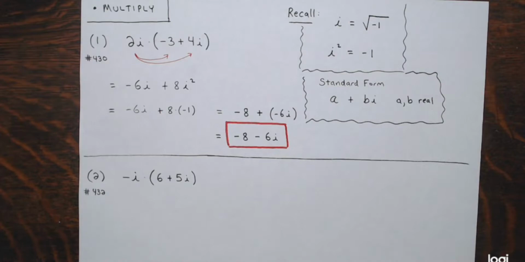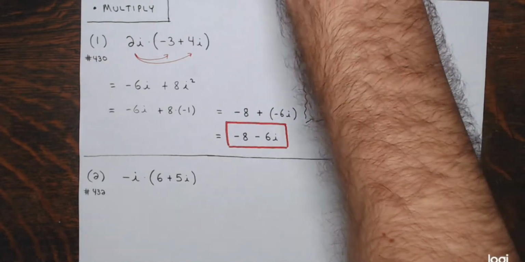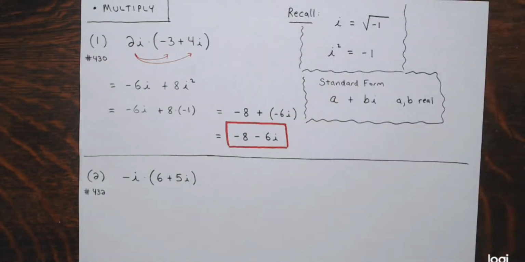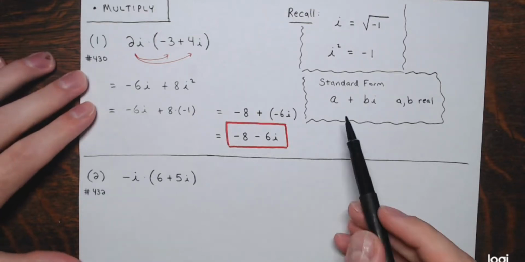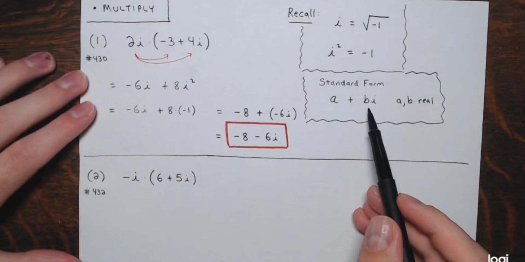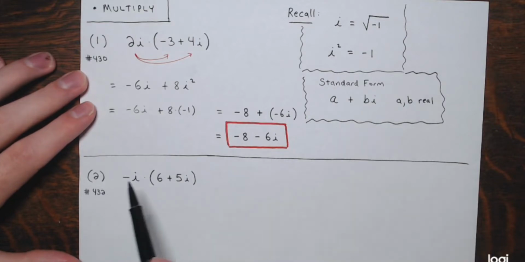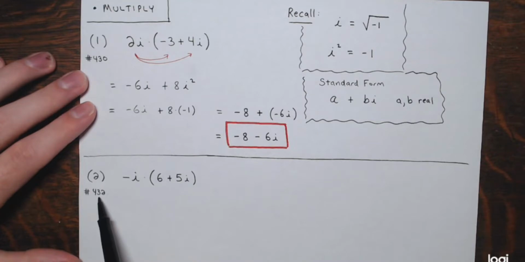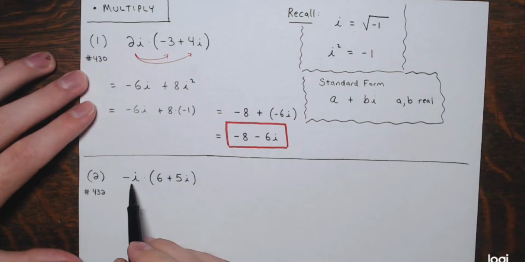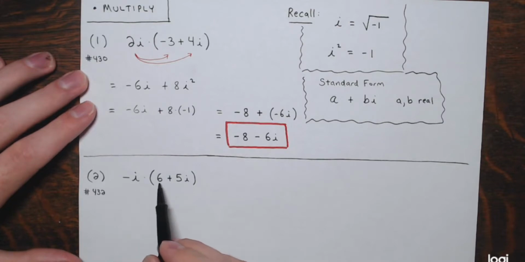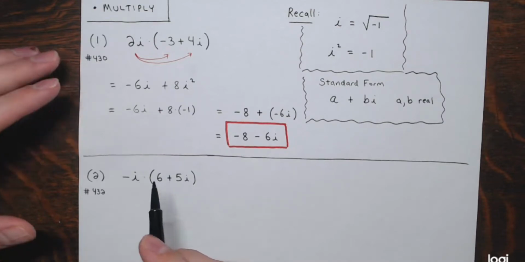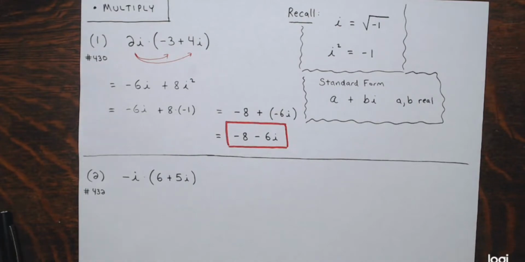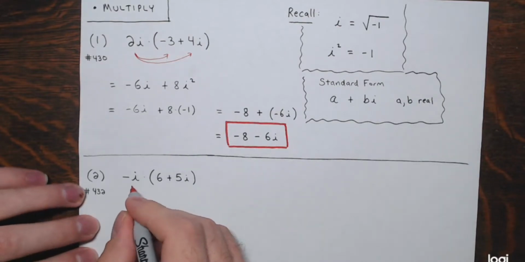Alright, so number 2 is the same concept, right? And then we're asked to do the same stuff for all these exercises. Multiply and simplify, and I'm going to express all my answers in standard form. So number 2 corresponds to exercise 432. So no different than number 1. I have this negative i multiplied by the quantity 6 plus 5i. So we distribute negative i.